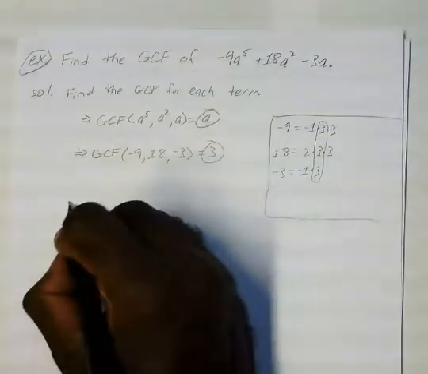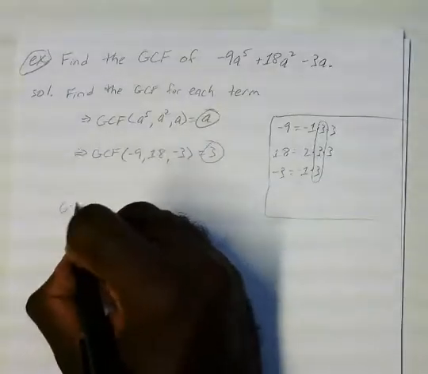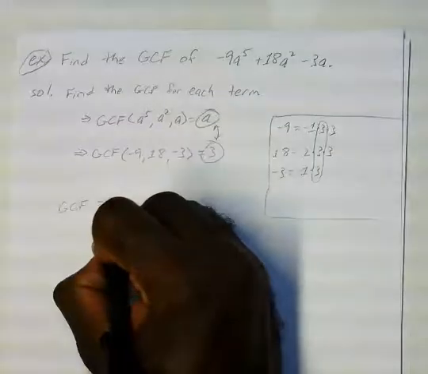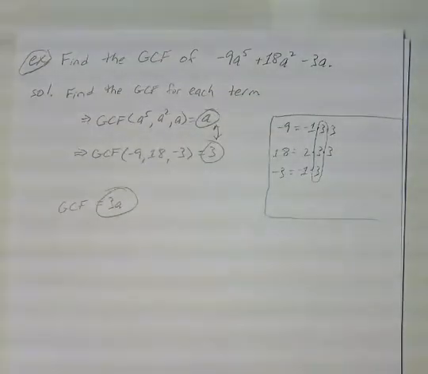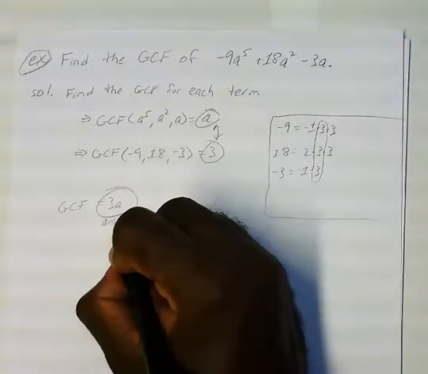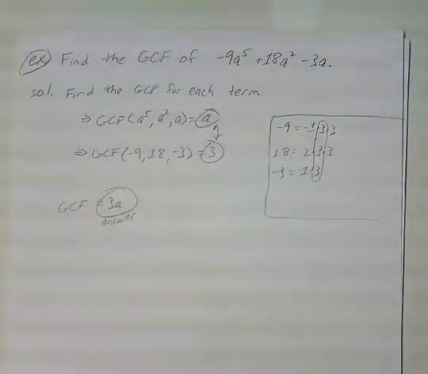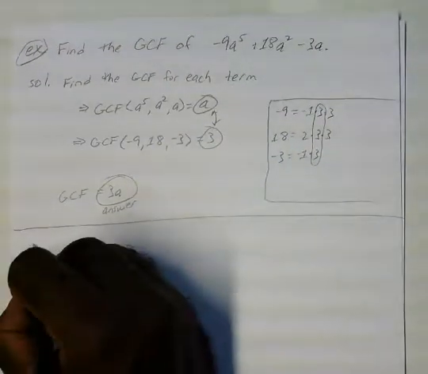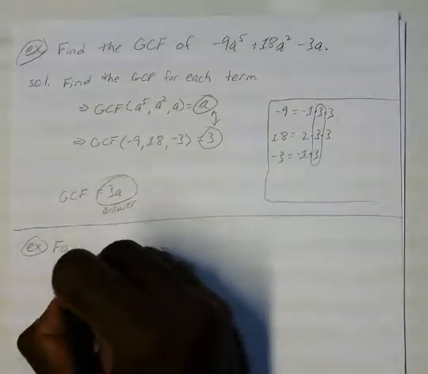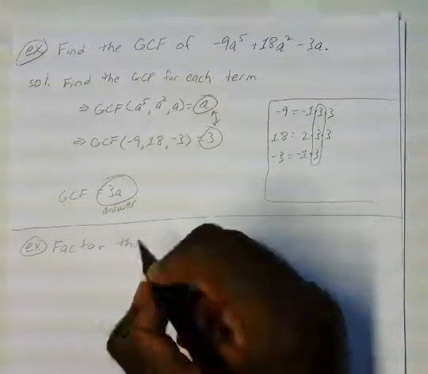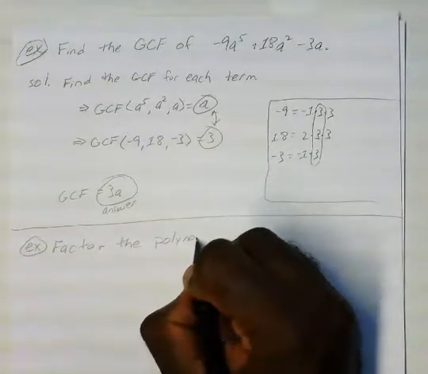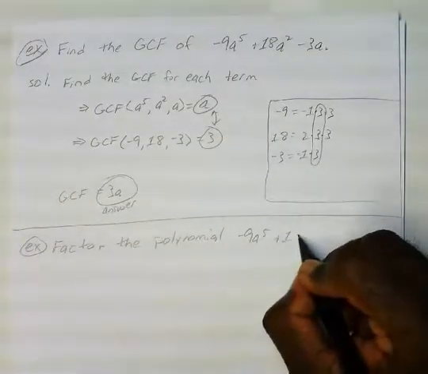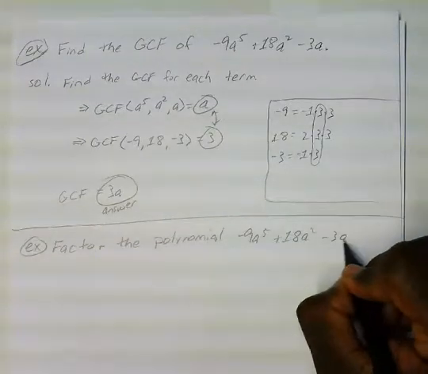Okay, so the greatest common factor of all three terms is equal to 3a. Okay, that's your answer there. Now, if we want to find the factored form, that's a different step. Okay, so if we wanted to factor the polynomial negative 9a to the 5th plus 18a squared minus 3a.